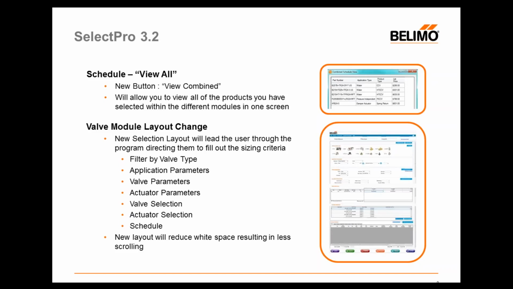We also got a lot of complaints about the new scrolling layout because in the past SelectPro was a horizontal selection layout and now it is a vertical selection layout.